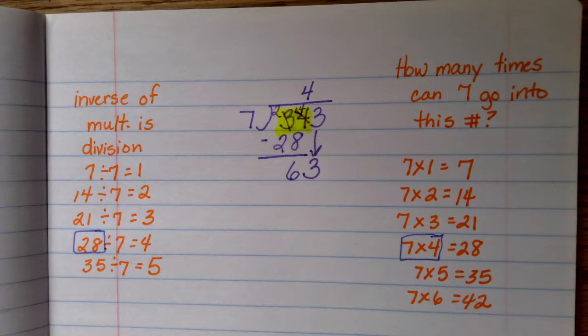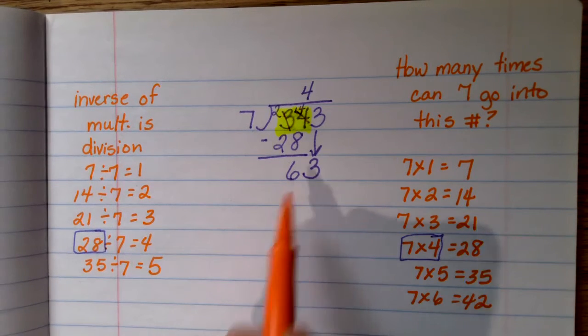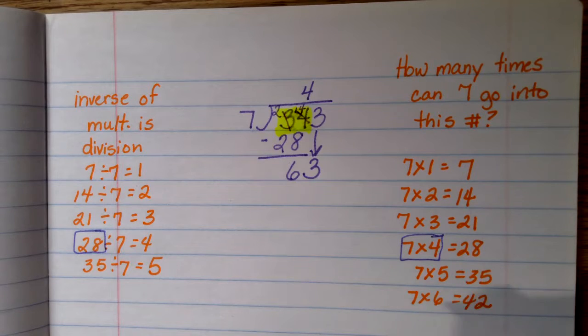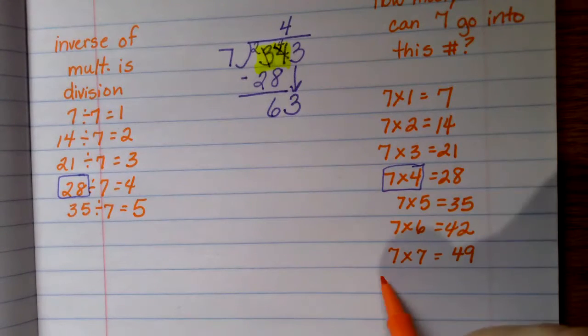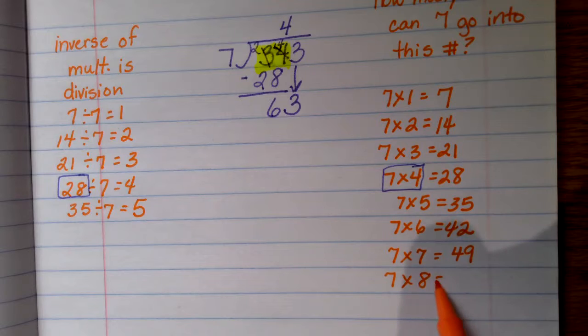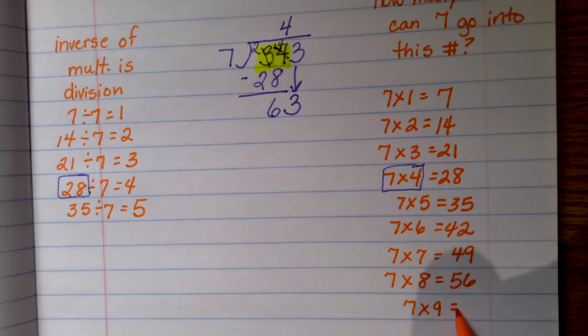And then I repeat my process. So I have to divide, I have to multiply, I have to subtract, I have to bring down if necessary. Right now I need to find out how close can I get to 63 without going over. Well, I know that 7 times 7 equals 49. I know that 7 times 8 equals 56. And I know that 7 times 9 equals 63.